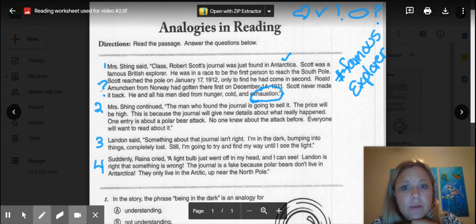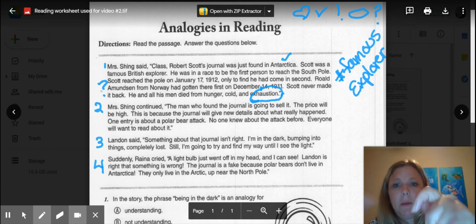Mrs. Shing continues, the man who found the journal is going to sell it. The price will be high. This is because the journal is going to be giving new details about what really happened. One entry is about the polar bear attack. No one knew about the attack before. Everyone will want to read about it.